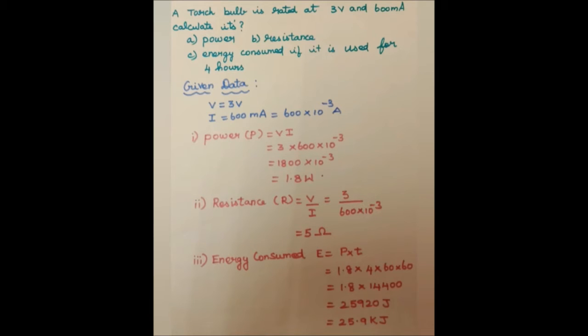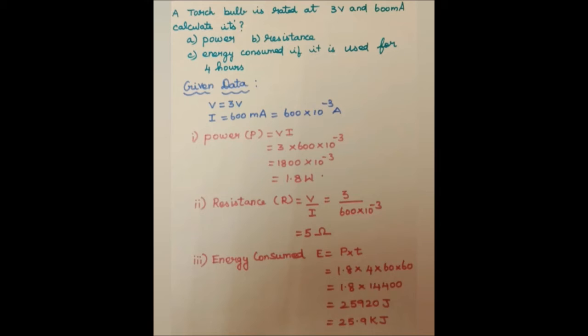Next, energy consumed. We know that energy consumed equal to power into time. In the question, power is not given, but we found the power value as 1.8 watt. Time is given in the question, that is 4 hours. You have to convert it into seconds. So 4 into 60 into 60. Here we convert 4 hours into seconds.